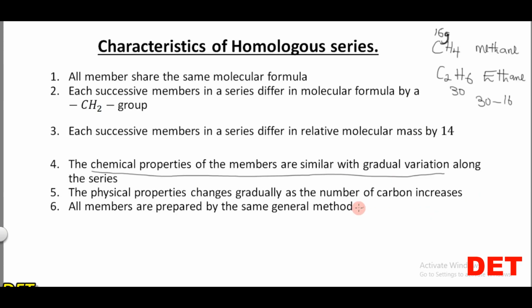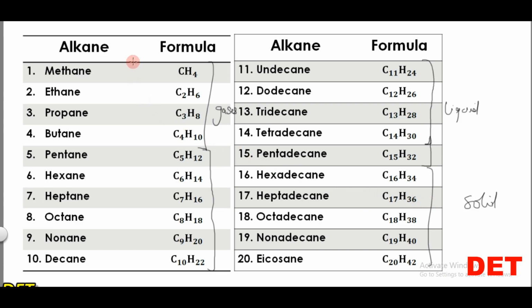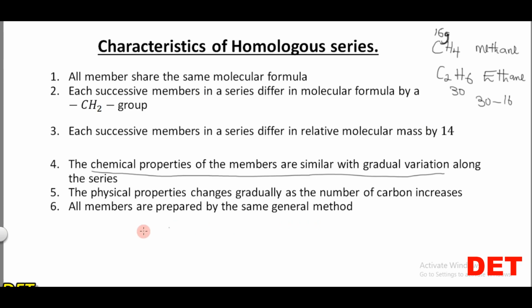So again, the physical properties change gradually as the number of carbon increases down the series. For example, they begin to move towards solid, and the boiling point and the melting point begin to increase. So the last characteristic of the homologous series that we're going to look at is that all members are prepared by the same general method.